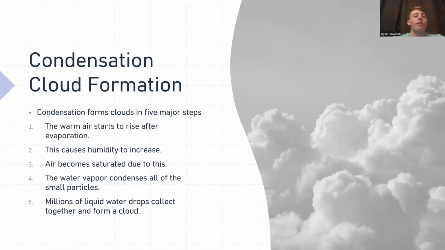Condensation forming clouds. There are five major steps that cause this. First, the warm air starts to rise after evaporation. Next, this warm air causes humidity to increase on the surface. Once humidity reaches a certain point, the air becomes more saturated due to that. Then water vapor condenses all the small particles together, and millions of liquid water droplets collect together and form a cloud.